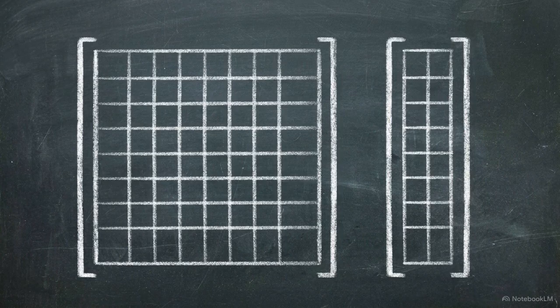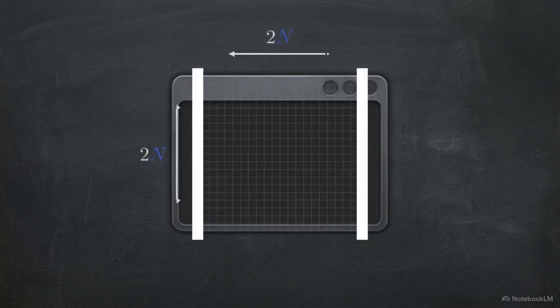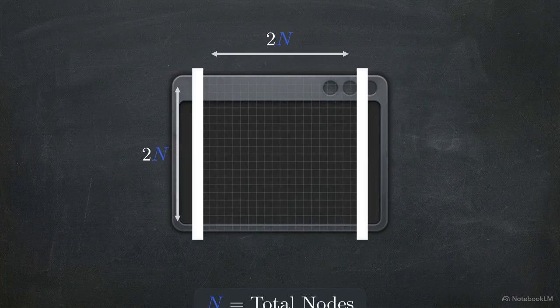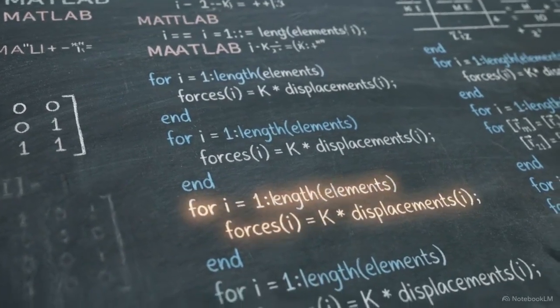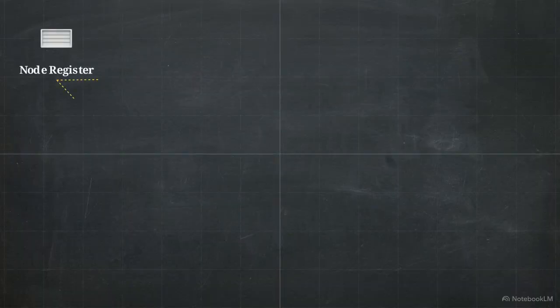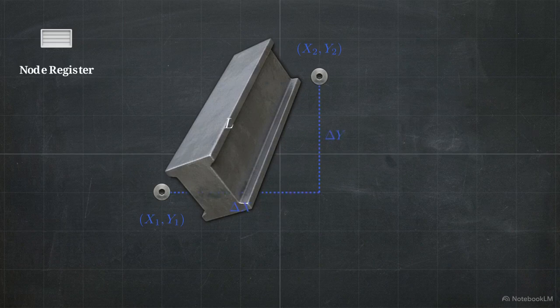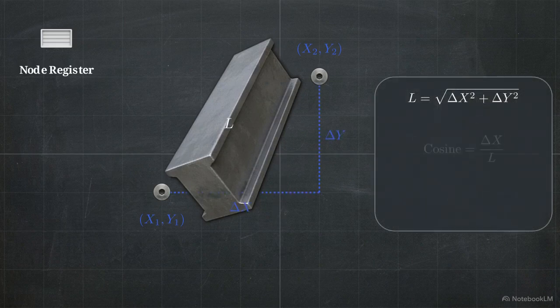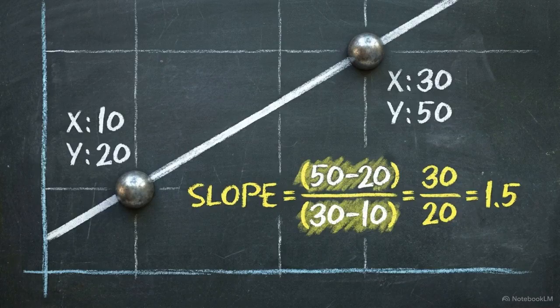The program begins by pre-allocating an empty global stiffness matrix and an empty global force matrix. The size of this grid is 2n by 2n, where n is the total number of nodes in the system. The solver then enters the assembly loop, which systematically processes every single element in the register one by one. Within the loop, the program calculates the length of each element using the Pythagorean theorem and the coordinates provided in the node register. It then determines the sine and cosine parameters by dividing the change in x and y by the total length. This method uses the node positions directly to find the orientation, which prevents sign errors that often occur when calculating angles explicitly.